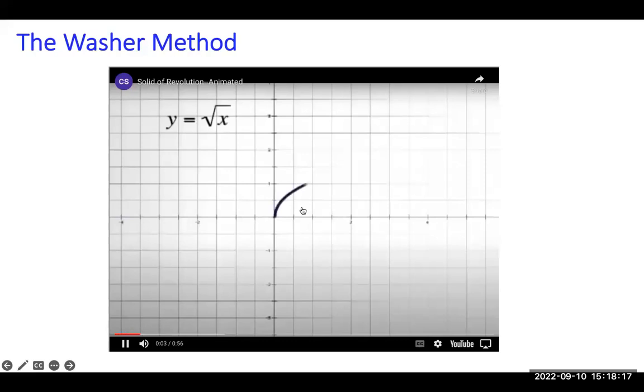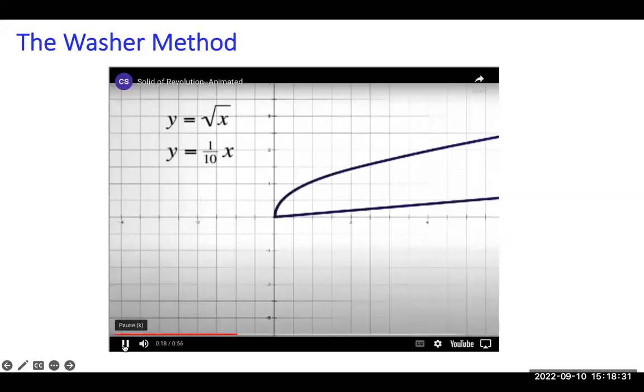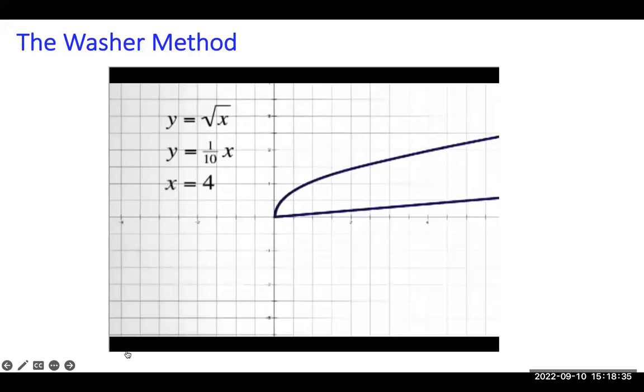So here we're going to take the function y equals square root of x. And then we're going to take the function y equals 1 over 10 times x. And notice how in this case here, we're going to bound it by x equals 4.